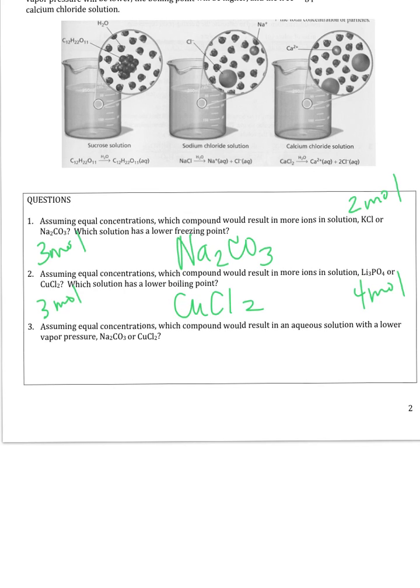In the final question, we're comparing sodium carbonate, which we already talked about in number 1, that produced 3 moles of ions, and copper(II) chloride solution in number 2, which also produced 3 moles of ions. So they produce the same number of ions when they go into solution. So with everything else being equal, neither one will have a lower vapor pressure.